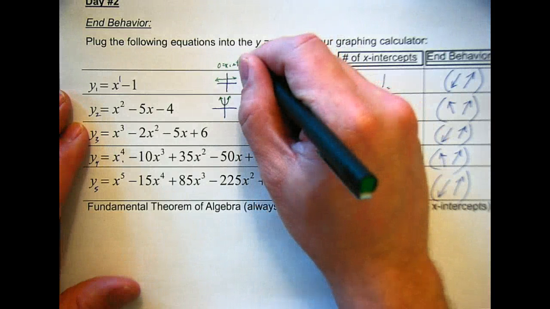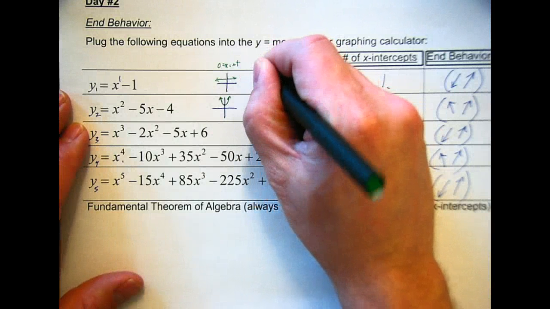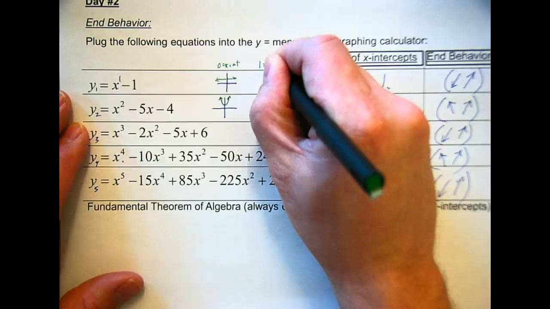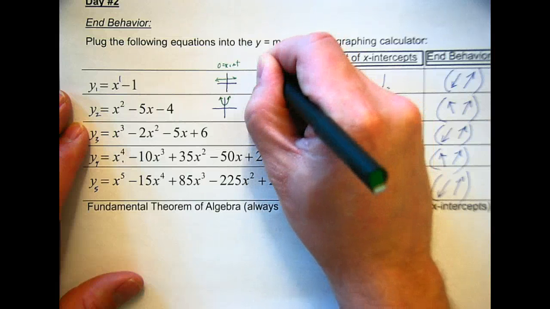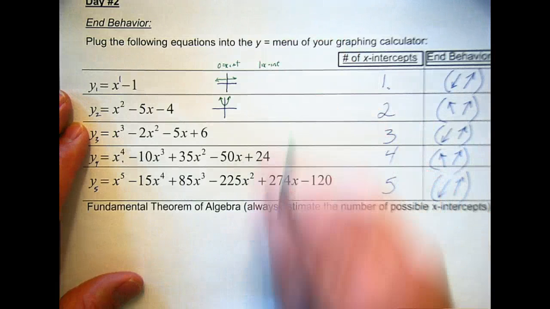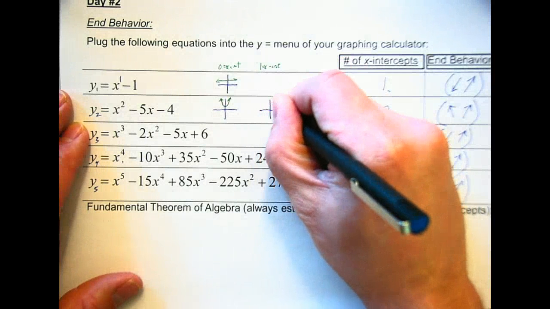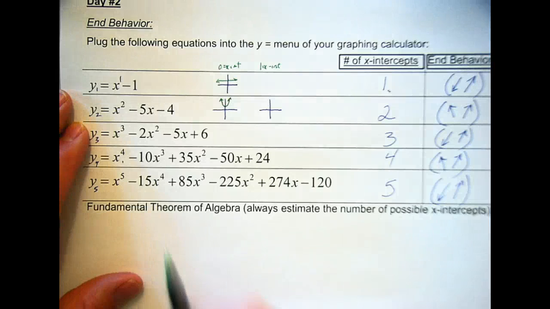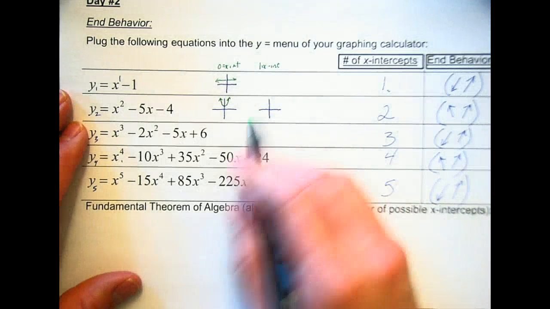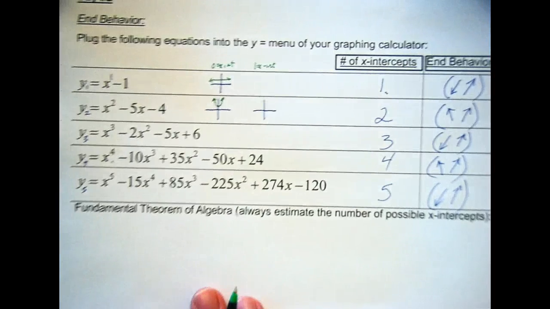Could you have 1 x-intercept? Yeah, you could, right? You could have 1 x-intercept. What would it look like? Describe to your neighbor or show them what 1 x-intercept would look like with a quadratic.